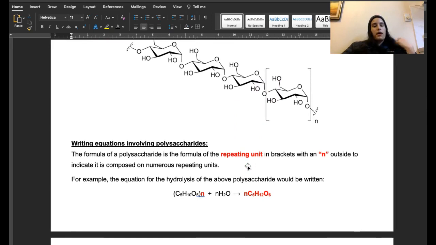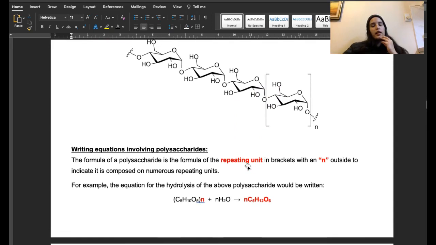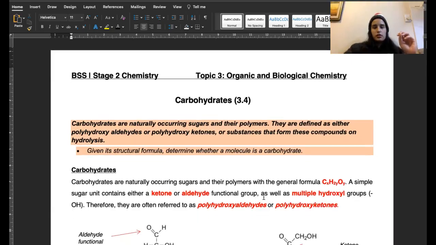If you're going to write an equation of a polysaccharide, you just put the repeating unit in brackets and you put a little n afterwards to show that it repeats itself. And if you're showing it's breaking down, you'd have to add n lots of H2O because you're adding H2O back into it. Vice versa if you were doing the condensation. Okay, there we go. There is the section on carbohydrates.